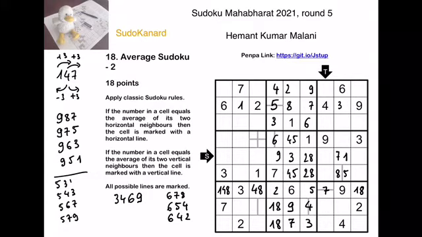6, 4, and 2 wouldn't work because it would put a 2 here, which would clash with this one. And then 6, well, no other option would work. So it has to be 6, 7, and 8.